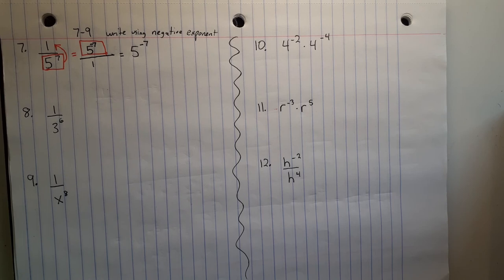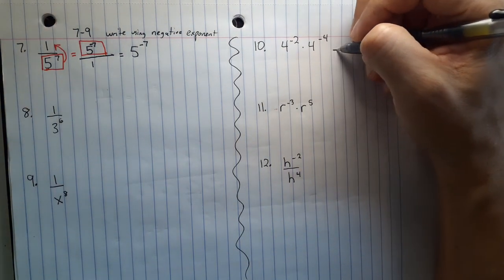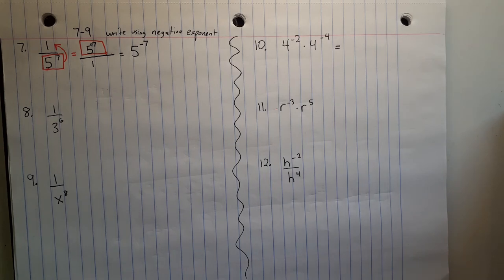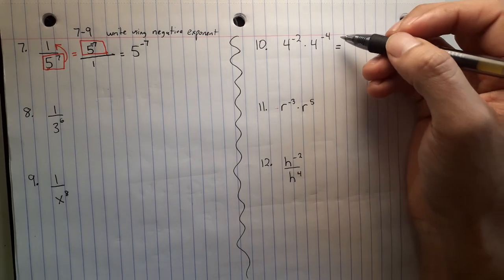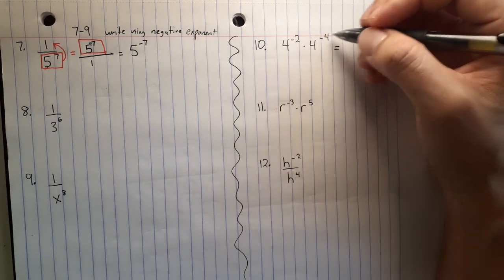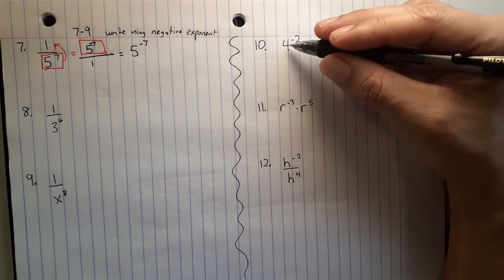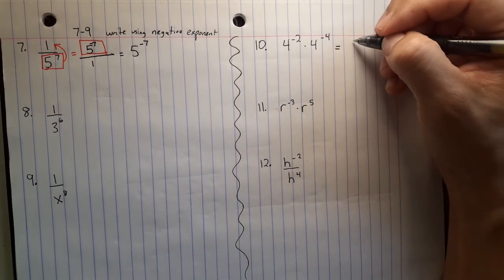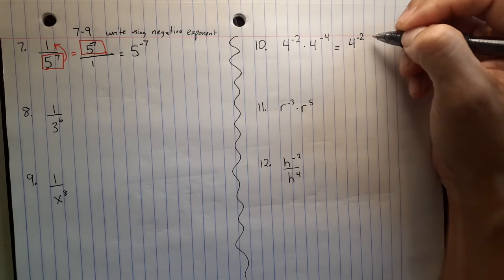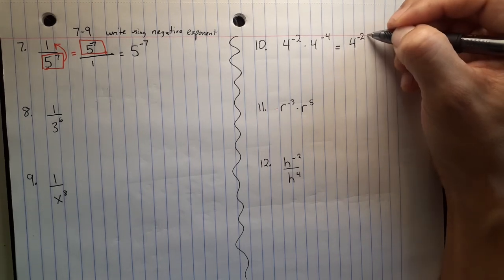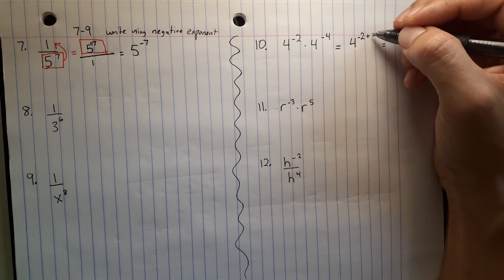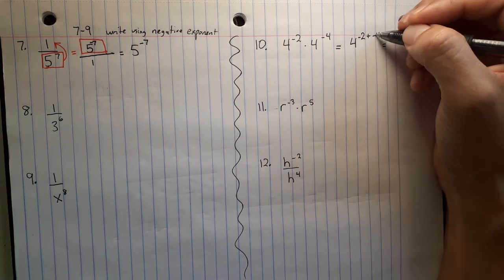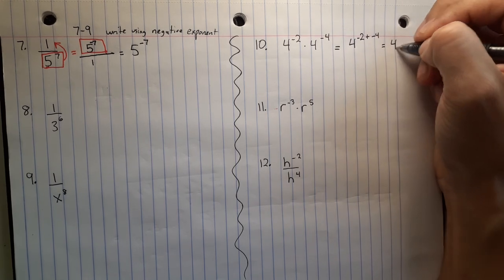Problems 10 through 12, we're going to write these using positive exponents. So 4 to the negative 2 times 4 to the negative 4. Because these are both in the numerator, I'm just going to work with them as is using the multiplicative rule. 4 to the negative 2, addition rule, I think, plus negative 4. So if I have minus 2, and then I'm taking away 4 from it, that gives me 4 to the negative 6.